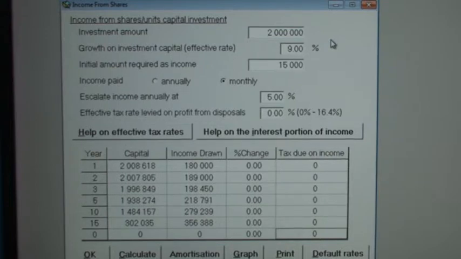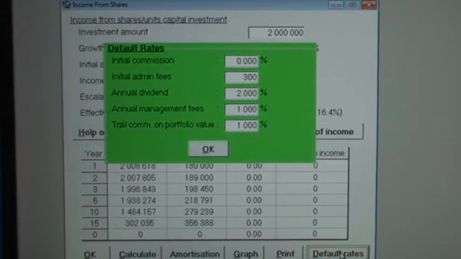Let's say we expect 9% return and we start off drawing 15,000 Rand per month initially, but escalating at 5% a year to keep pace with inflation. Obviously, there would be costs and commissions involved. If we click on the default rates button at the bottom of the screen, we can adjust fees and costs.